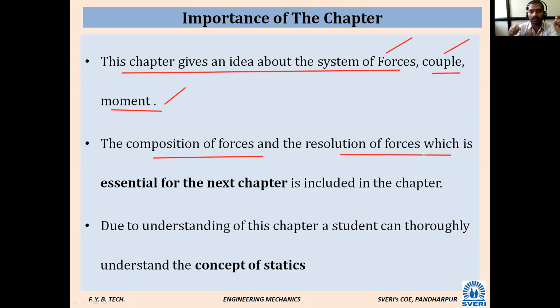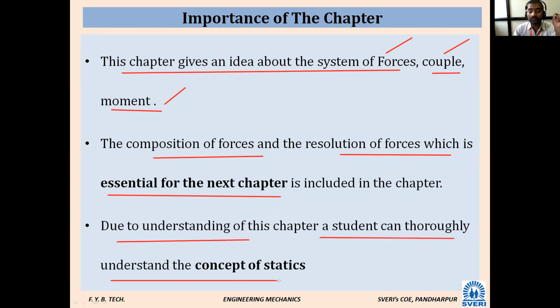That is called resolution of forces. The composition of forces and the resolution of forces, which are essential for the next chapter, the second chapter, are very important, and we will study them here. Due to understanding this chapter, the student can thoroughly understand the concept of statics.